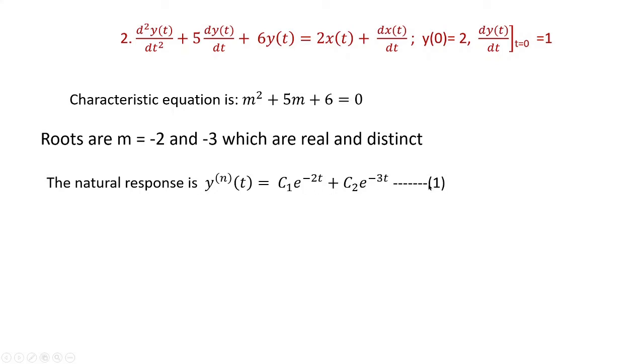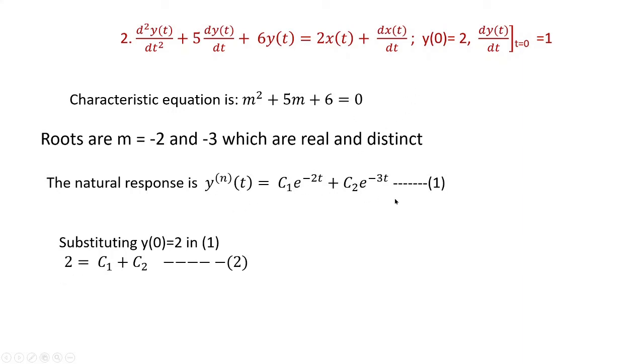So this is our natural response which still has some constants to be evaluated. To evaluate this c1 and c2, we make use of the initial conditions that are given. So first let us substitute the first initial condition. At t is equal to 0, the output is 2. So substituting t equal to 0 in equation 1, on the left hand side we have the value of the output given as 2 at t is equal to 0.